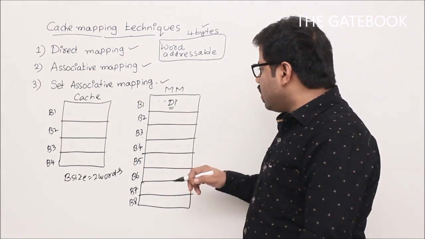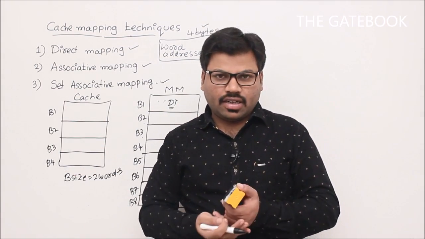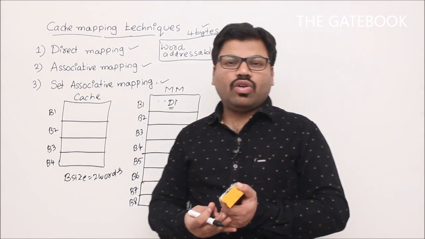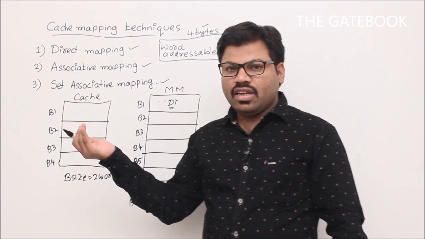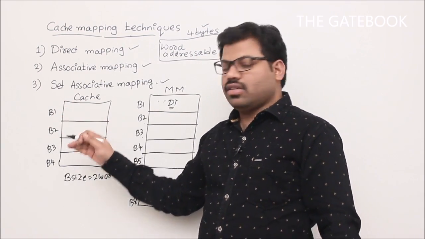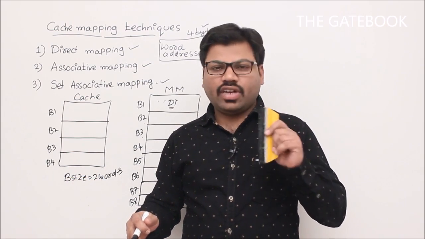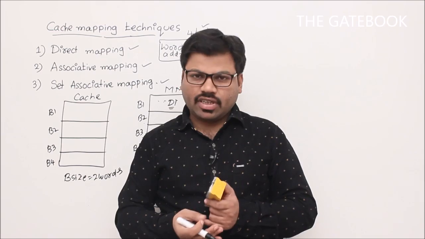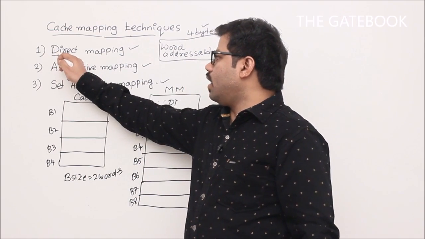You might think, sir, let us do one thing: wherever there is free space, we'll keep the data there. Then what happens? Whenever you are searching in the cache, because the data can be anywhere, you probably have to search all the locations. That will take a lot of time, and it will affect the hit ratio of the cache. To avoid that, we will follow a simpler model called direct mapping.